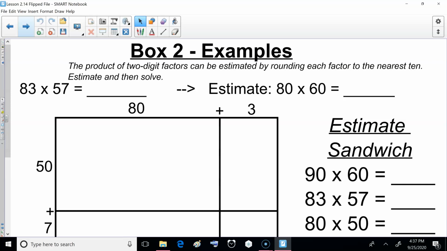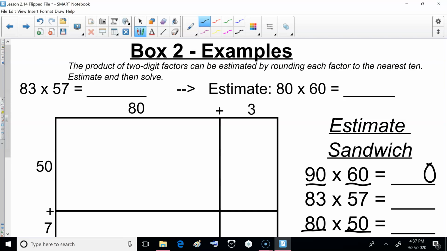We know 83 is between 90 and 80, so I have an overestimate of 90 and an underestimate of 80. We also have 57. If we round up, it would be 60. If we round down, it would be 50. So we have an overestimate and an underestimate. When we multiply 90 times 60, we take our tens times 10 is 100, and 9 times 6 is 54. So our answer should not be bigger than 5,400 because that's an overestimate.